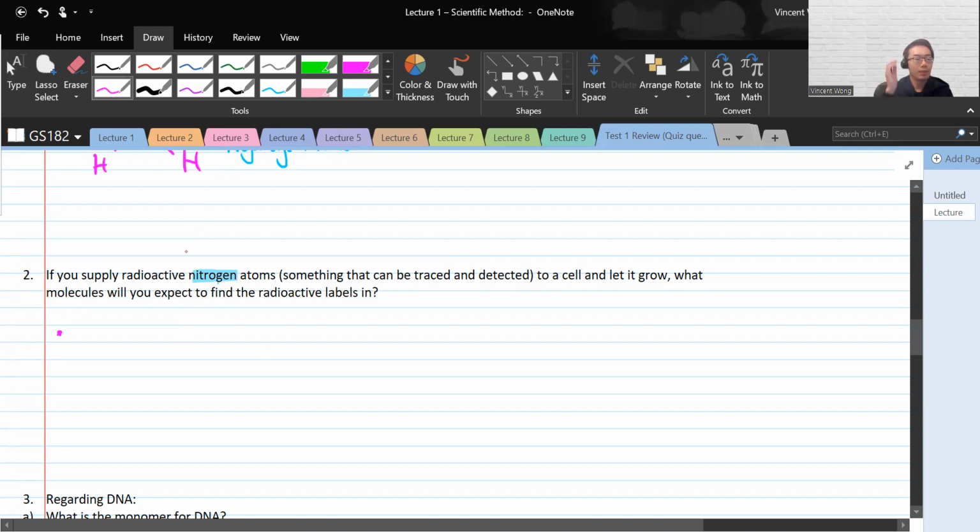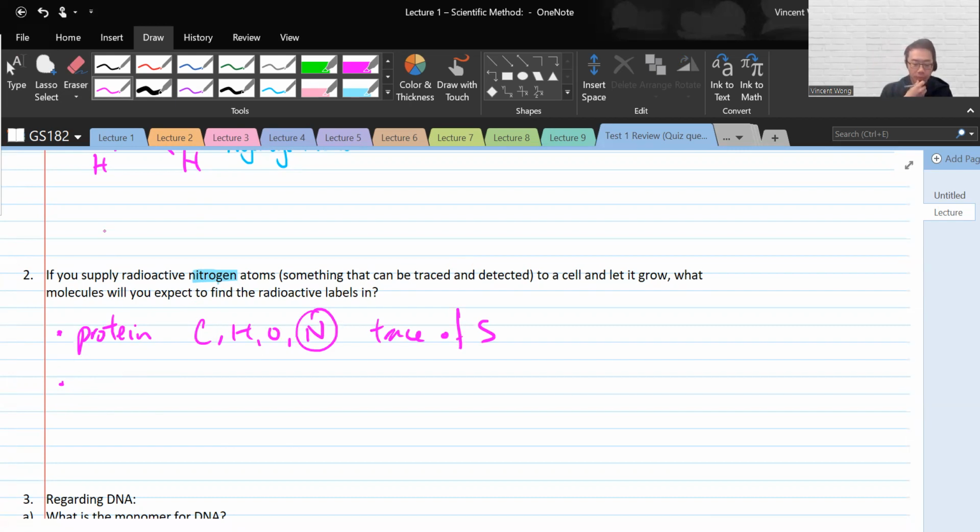Yes, Stella? Protein. Protein, yeah, there you go. Protein certainly contains nitrogen. Okay. It contains C, H, O, and N, right? And trace of sulfur, actually. What else? What else contains nitrogen? Citric acid. Actually, no. Good try. Citric acid is actually just carbon, hydrogen, oxygen. It's not something we talked about though, so you wouldn't know that actually. But it doesn't contain nitrogen.